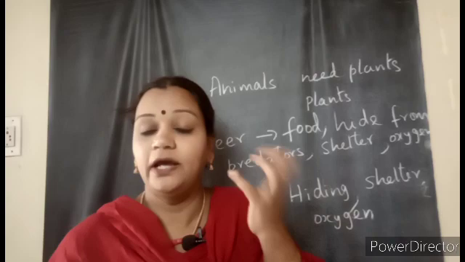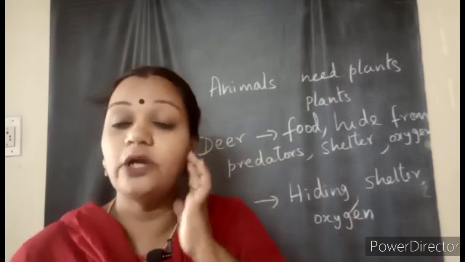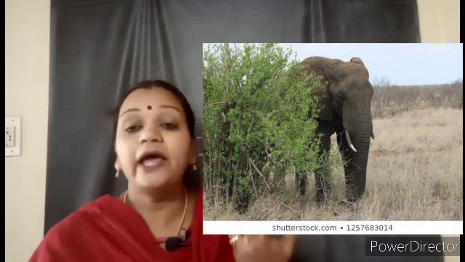Take the elephant. There is a grass called elephant grass, so big and tall. Even elephants will go behind that grass and hide themselves. Why do they have to hide? They have to protect themselves from enemies. For that also, the grasses and trees in the forest help them. Yes, if somebody is coming to attack them, they need to hide themselves.